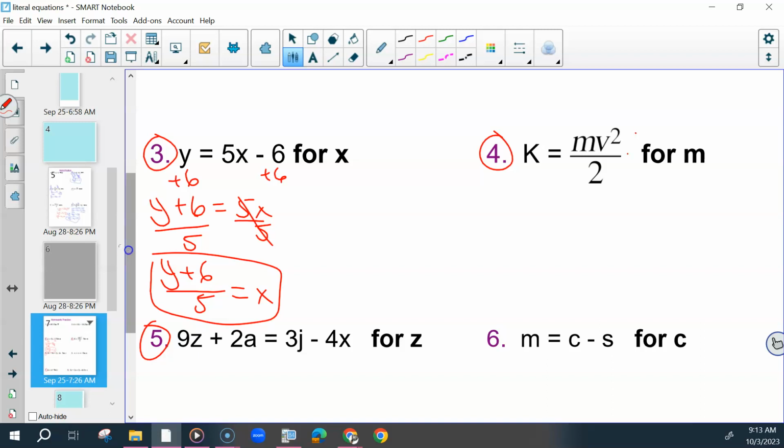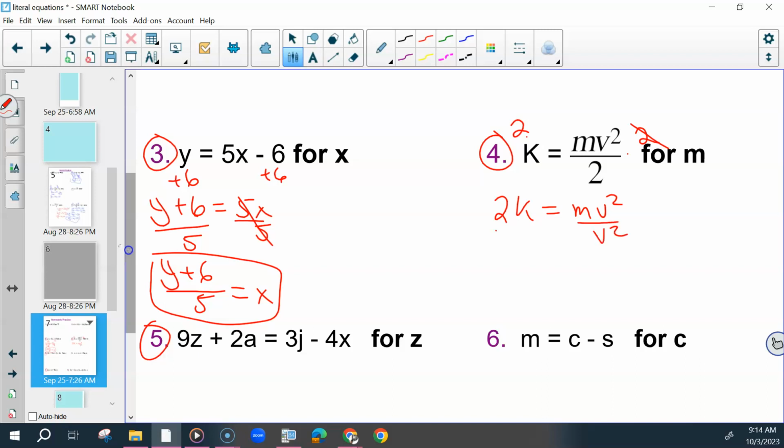Denominator, if you have one, multiply it to the other side. So you have 2k equals mv squared. And then to get rid of the v squared, plus 2v. So what operation are these doing already? Divisible. Yeah, so to undo that, we wouldn't subtract, but divide.